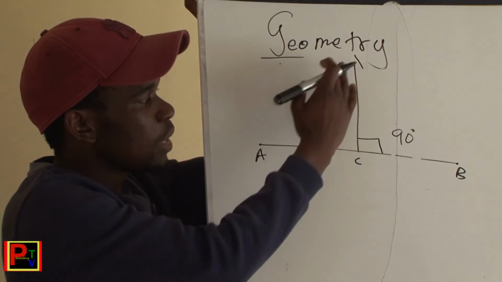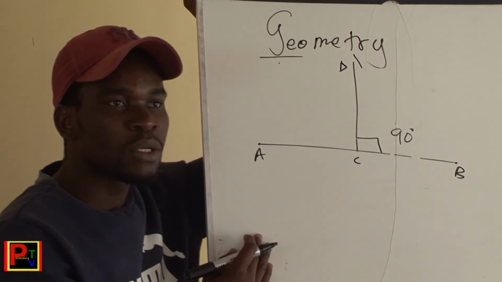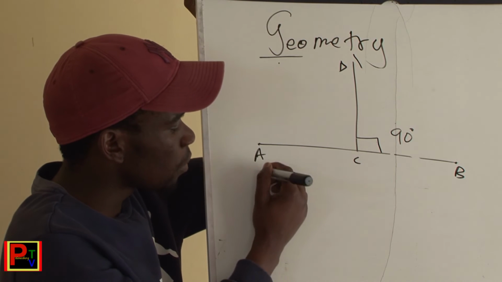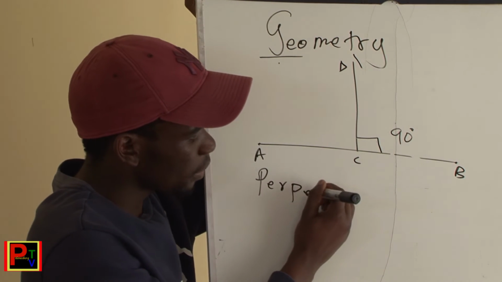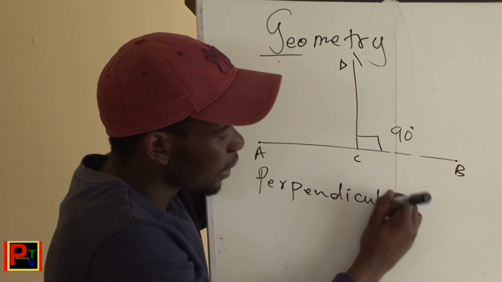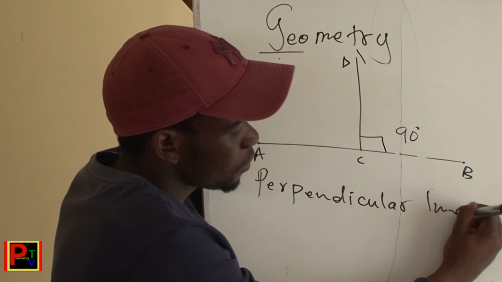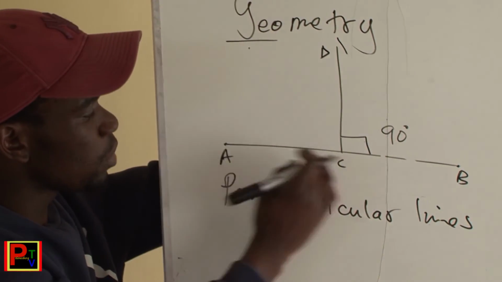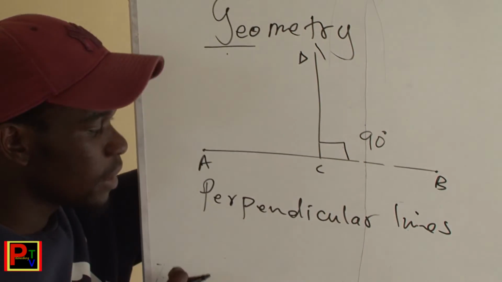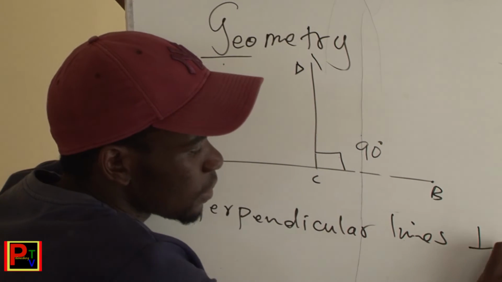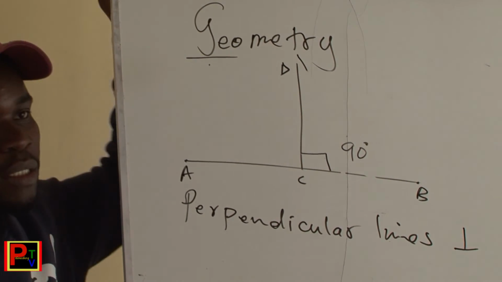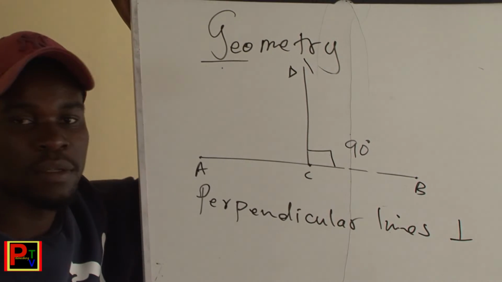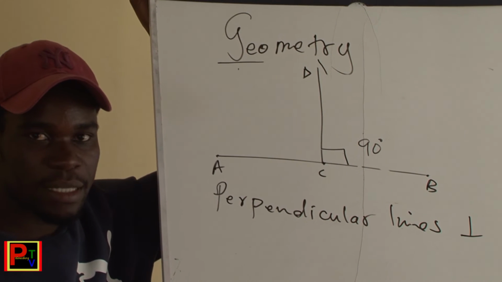Now if two lines bisect each other, we have what we call perpendicular lines. So if AB bisects CD, therefore we have perpendicular lines. Perpendicular lines, at a point of intersection, usually form a right angle.